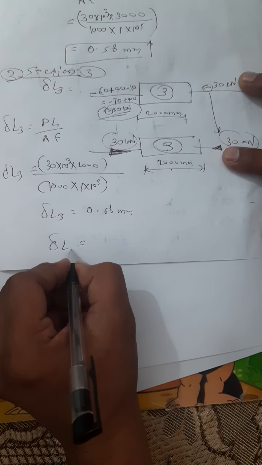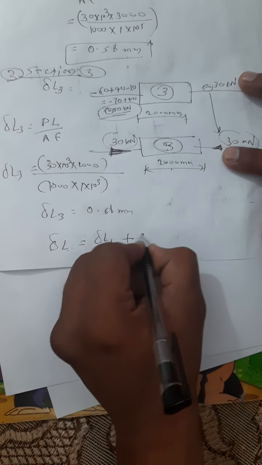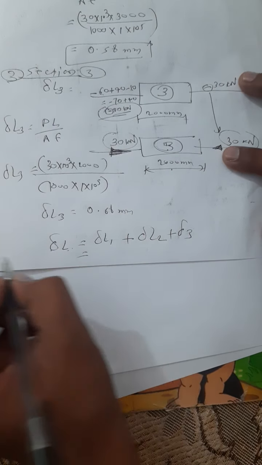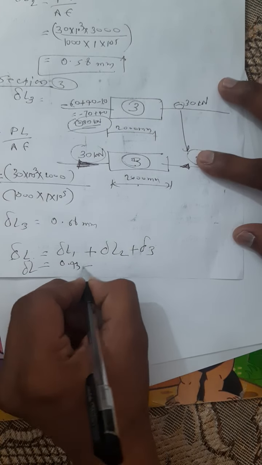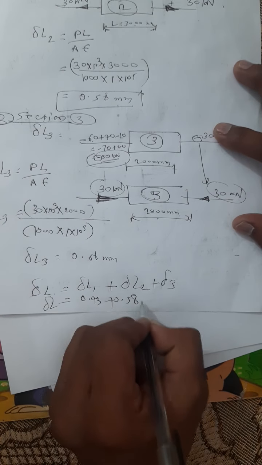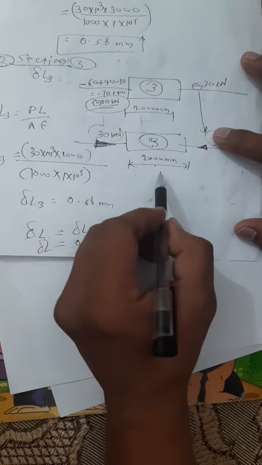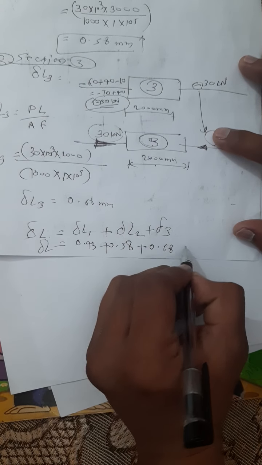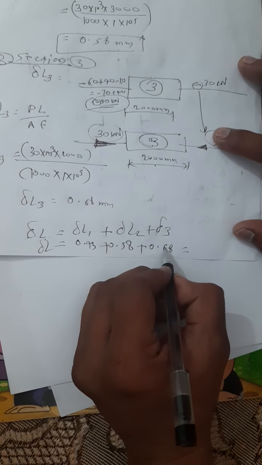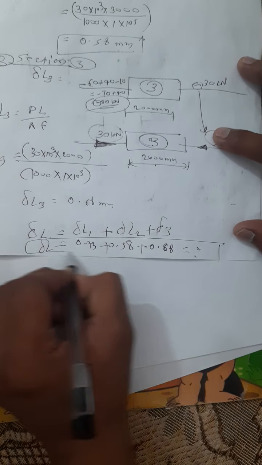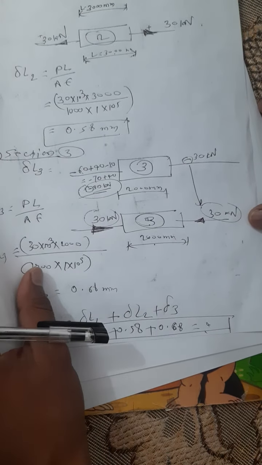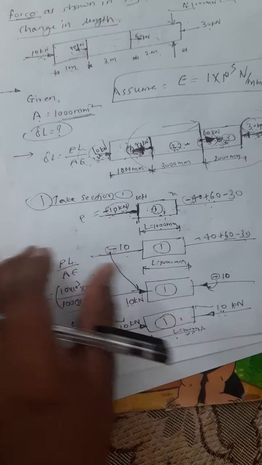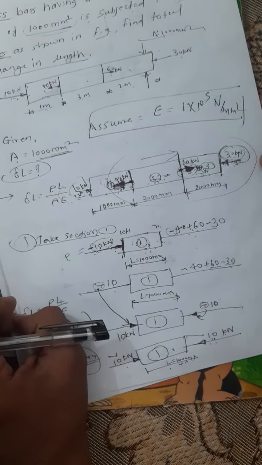Yes, the total change in length is change in length 1 plus change in length 2 plus change in length 3. How much is change in length 1? 0.43. How much is change in length 2? 0.58. How much is change in length 3? 0.68. So it will give us the answer. Calculate it and you will get the total change in length. In this fashion we can solve this problem.